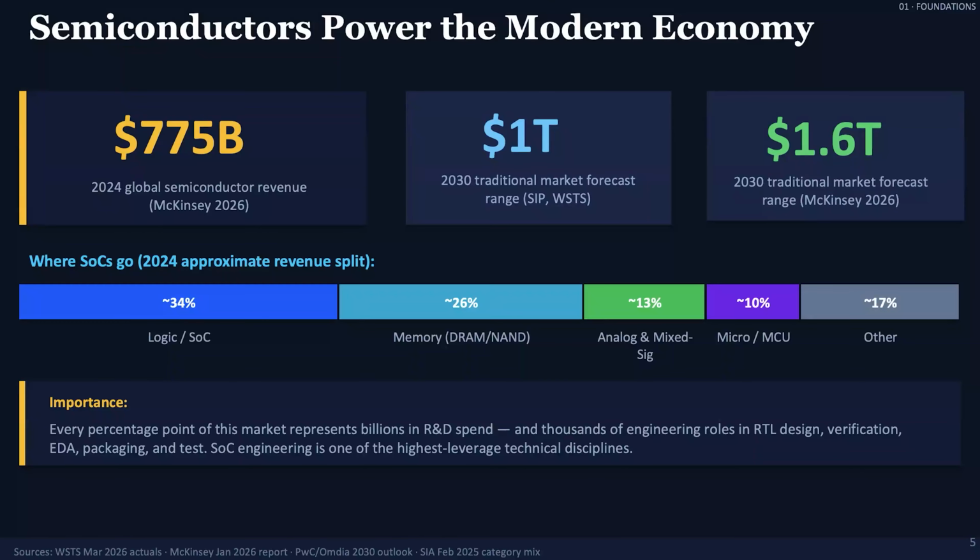1.6 trillion by 2030. And logic and SoC devices form the largest product segment, which makes sense because SoCs are now embedded in almost every major computing platform, from smartphones to AI data centers. In other words, SoC engineering sits right at the center of one of the world's most important industries.